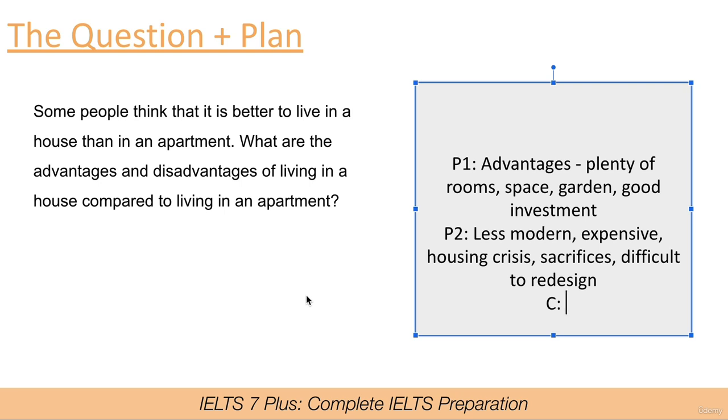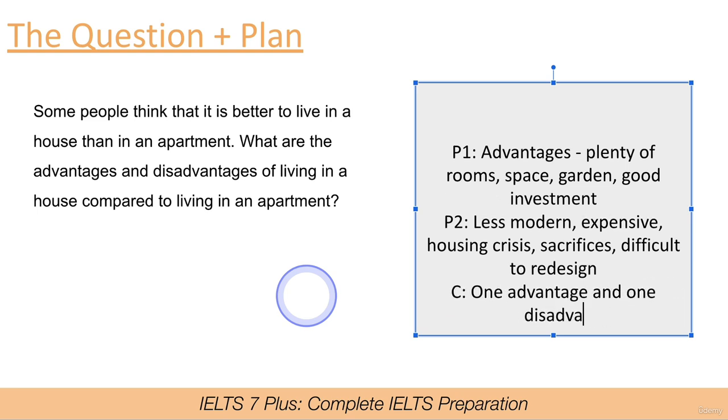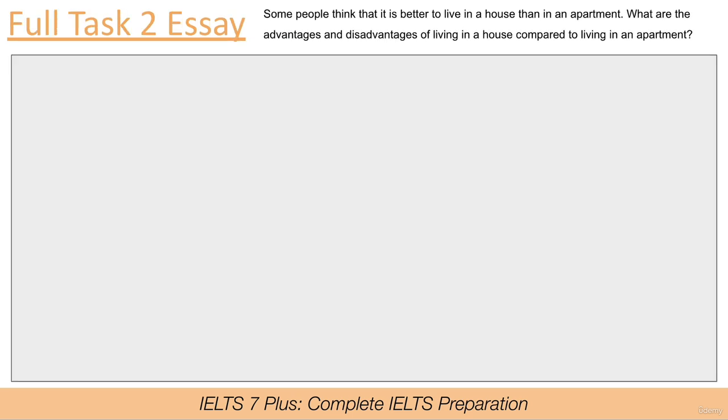Okay, so let's have a think. In our conclusion, well, we don't have an opinion, so we're simply going to restate maybe one advantage and one disadvantage that we were talking about in the essay. Okay, so we've had a think, we've noted down our ideas. I think that's a good start. And now we can go to the write-up itself.